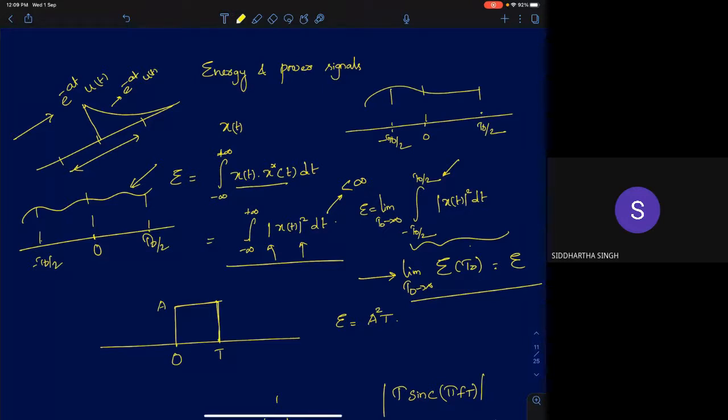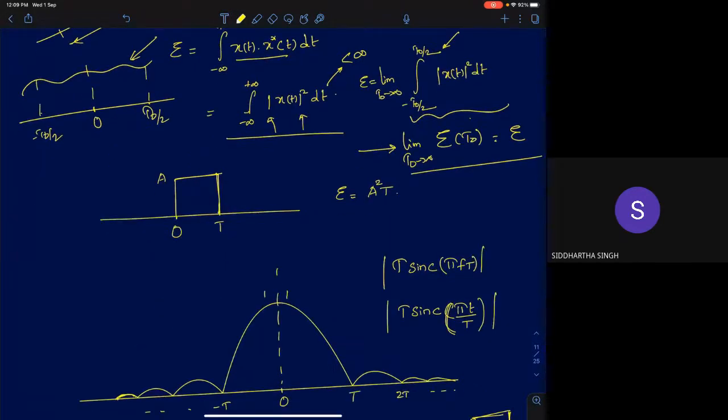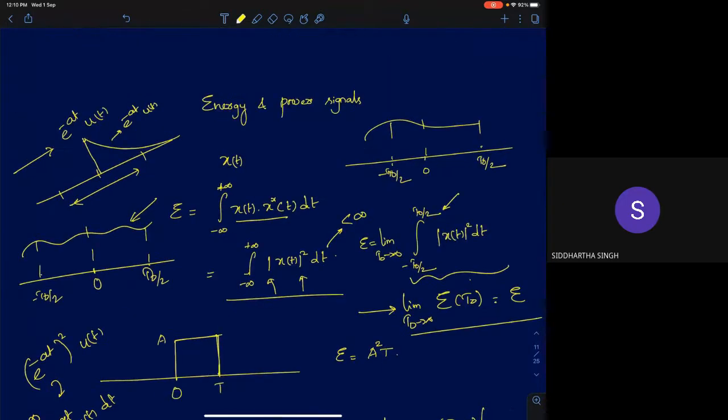What is energy? Energy is squared integral. So you have to square it first. E power minus at the whole square into u of t. So this will again be e power minus 2at into u of t. And you're going to integrate it from 0 to infinity dt. So this integral, you can very easily show it will just converge to 1 by 2a. So it's a finite energy signal. Because it's decaying down exponentially, this will have a finite energy.